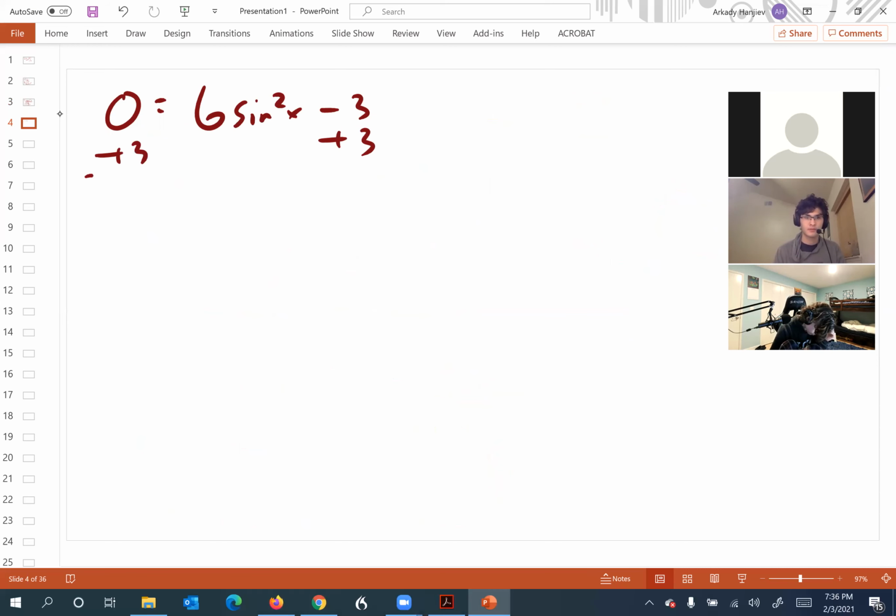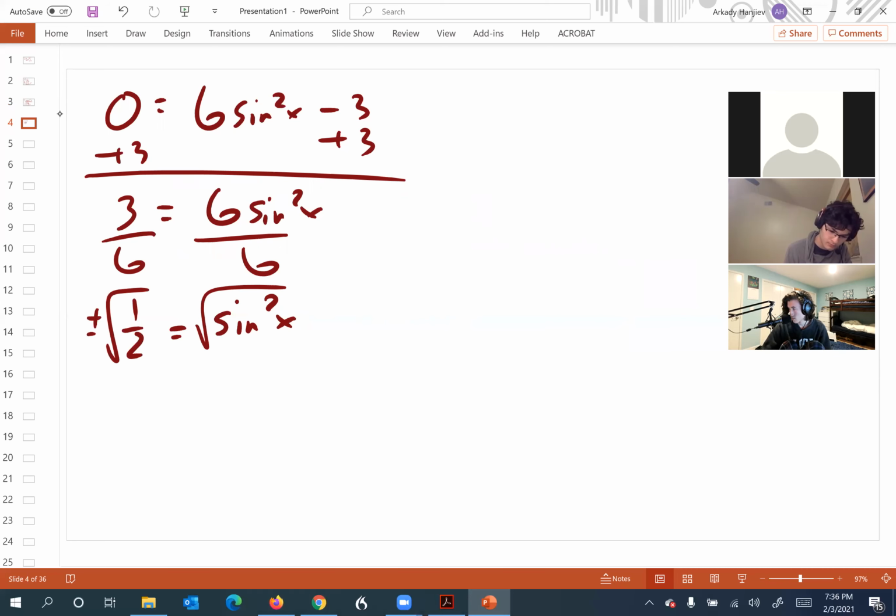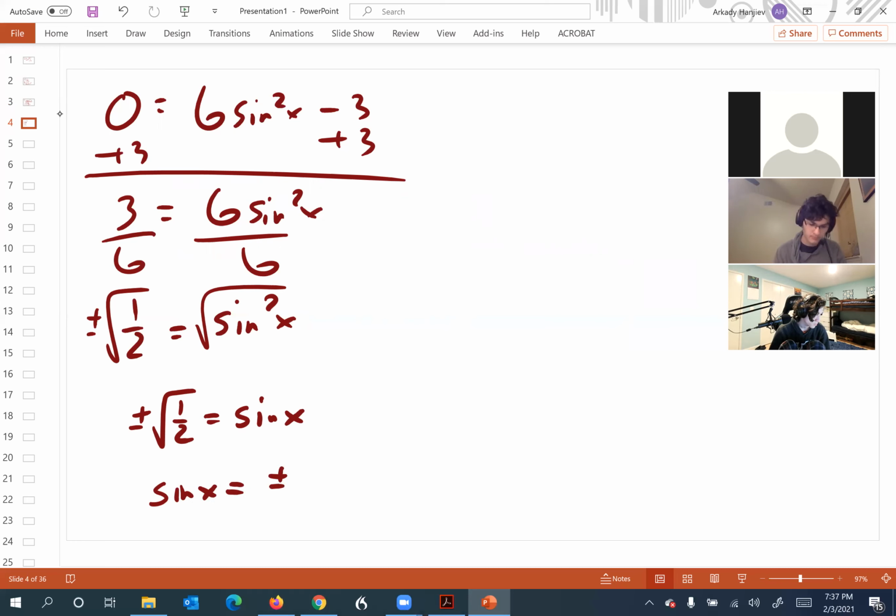So now let's move everything over to the other side. That's 3. Divide that, and I got myself a 1/2. Let's see, I'm taking the square root of both sides. And since I'm the one taking the square root, I got plus or minus. Square root of 1/2 is equal to sine of x. And I'm going to switch it around. Is that okay? Then, in fact, I'm going to take the square root of 1/2, which is plus or minus 1/√2. I solved the equation. That's cool.